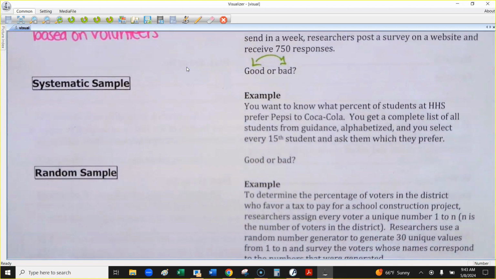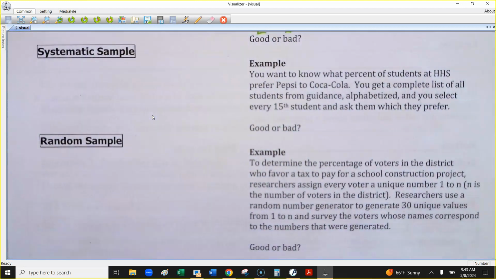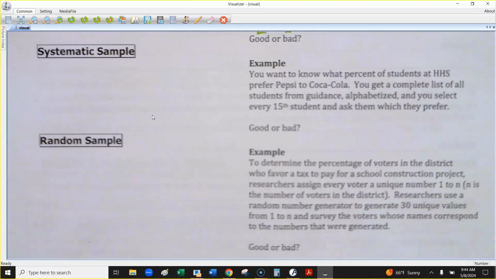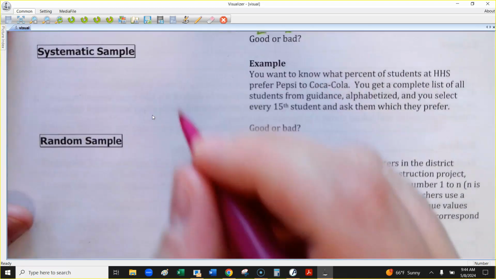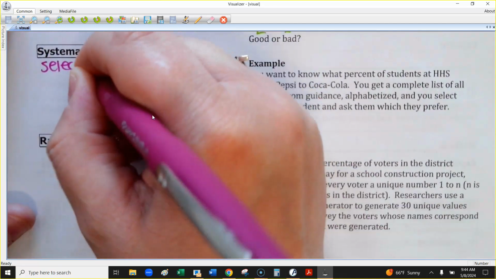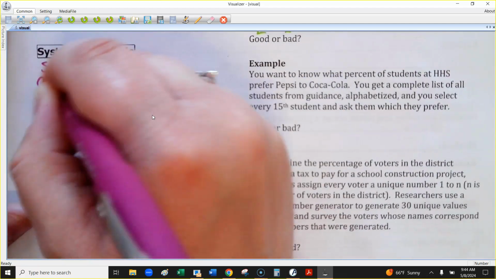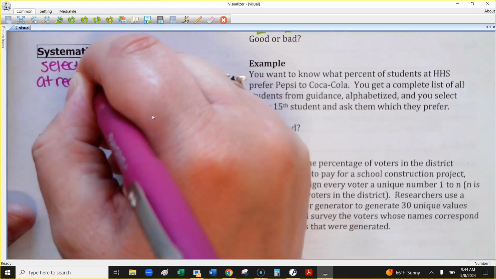All right, now the last two are a little bit more not necessarily easy or volunteers. So we have what's called a systematic, and this is to select members at regular intervals.